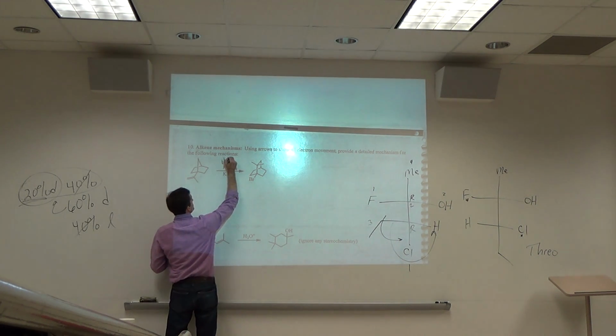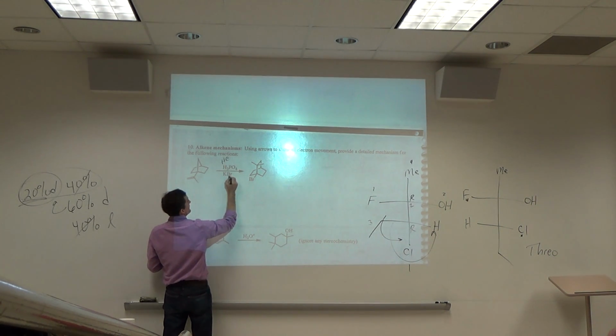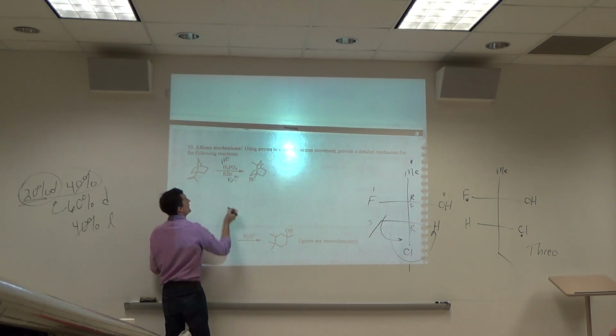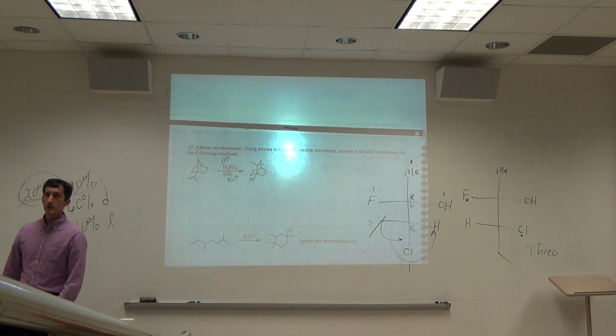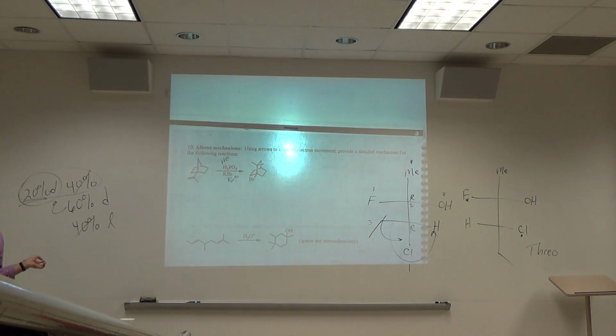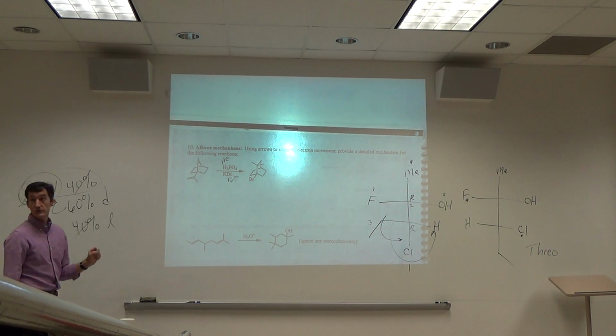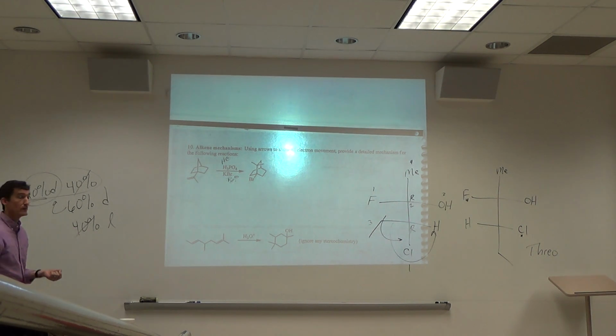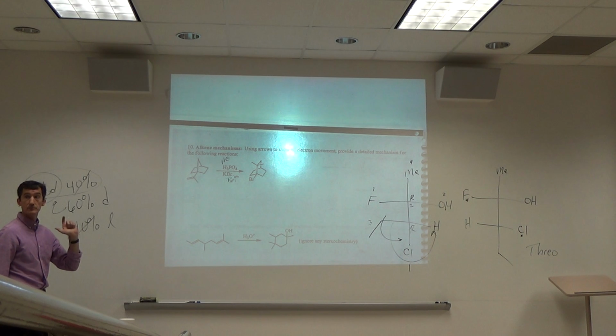H3PO4 is a source of H+. KBr is a source of Br-. You can do the same reaction with HBr. Whenever you use H+ and Br-, it can come from HBr, but it also can come from two different components. It doesn't have to be just HBr. So that's the first consideration. These reagents supply H+ and they supply Br-.